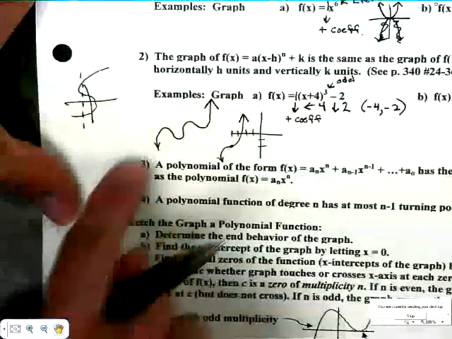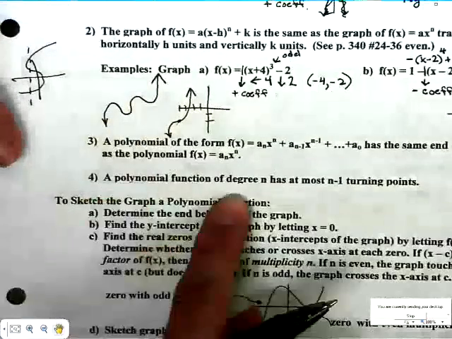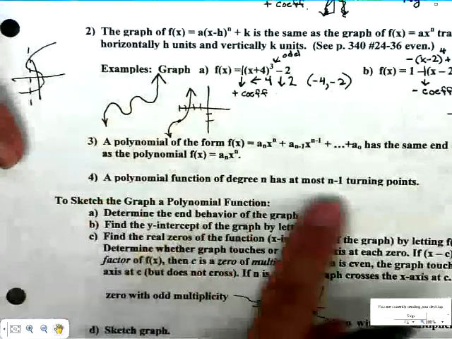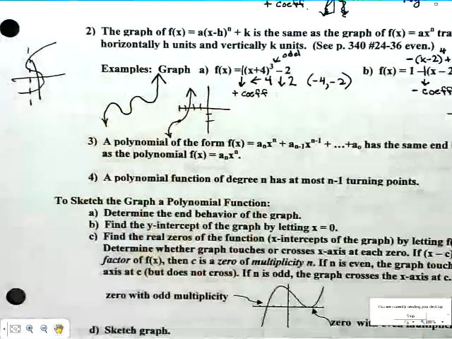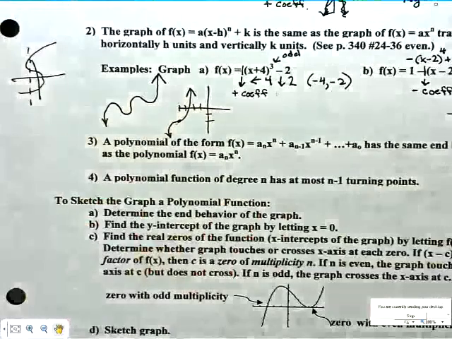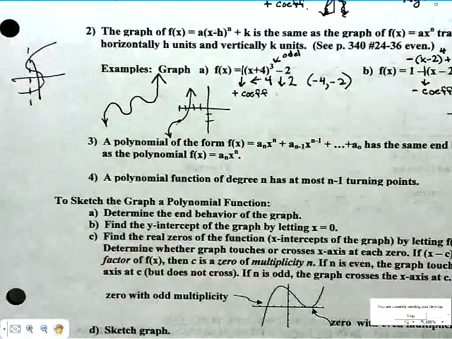Note number 4 tells you how many squiggles in the middle can happen. A polynomial of degree n has at most n minus 1 turning points. So in other words, a 5th degree polynomial can have at most how many turning points? 4. A 7th degree polynomial can have at most 6 squiggles in the middle. All right, that's what note number 4 means.